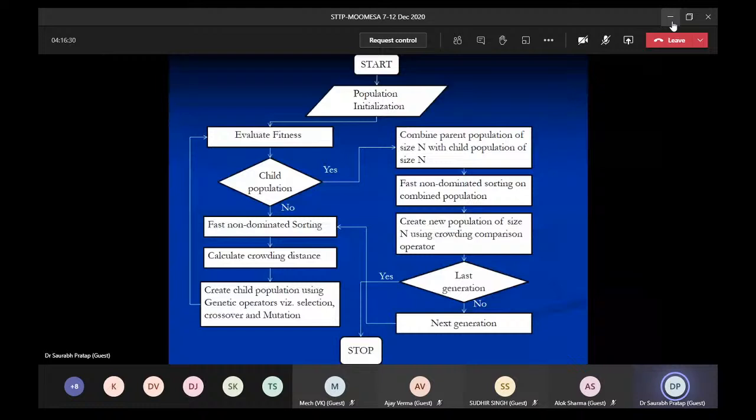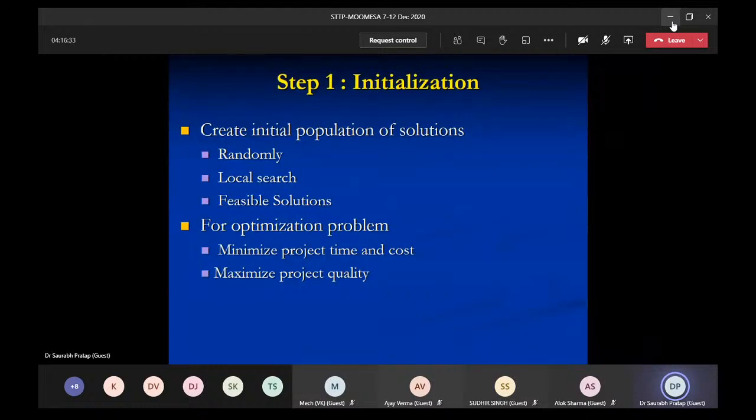So in the first case, we have to create an initial population of the solution. First of all, we have to go for a random generation of the initial population. Then, as per the local search and the feasibility, we have to check, because maybe the random population is not feasible with respect to the constraints. In that case, again you have to go for a random generation of population, and again check the local search and the feasibility of the solution. If it is feasible, then go for the next step.